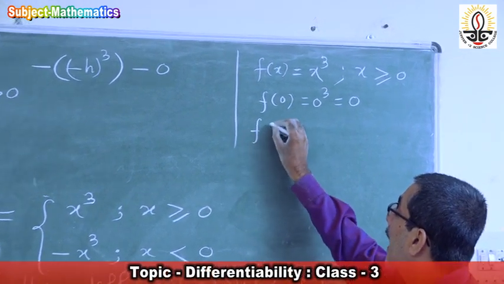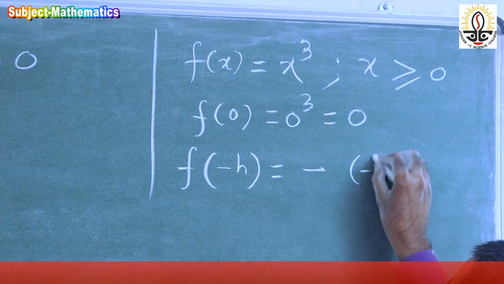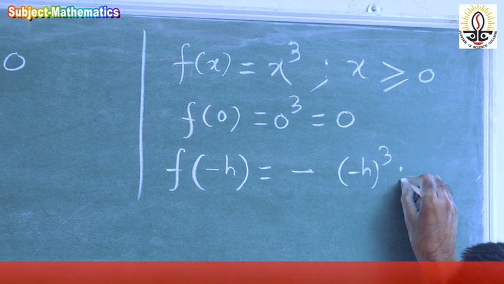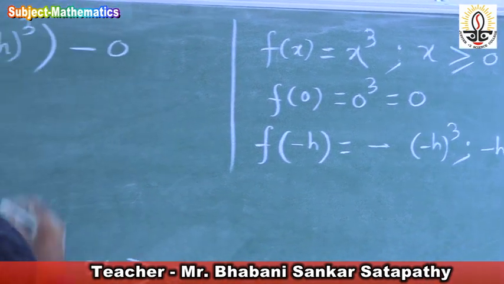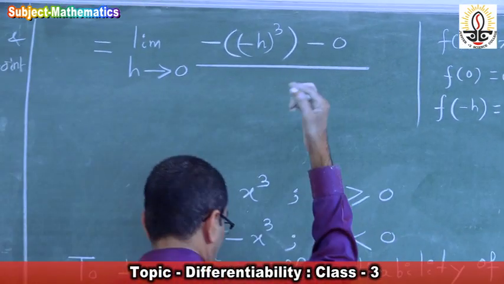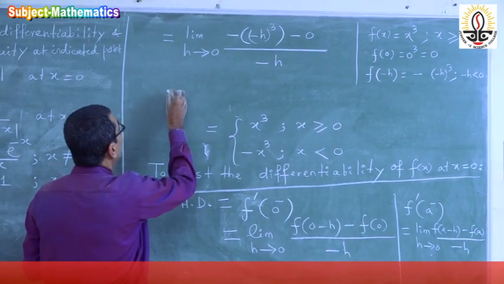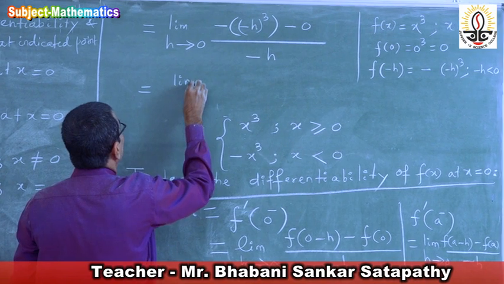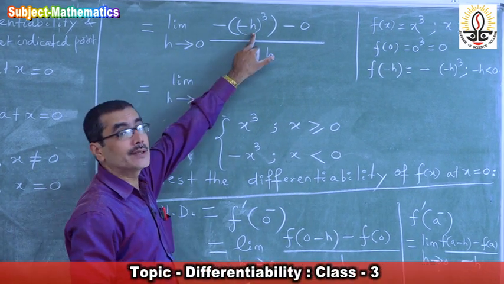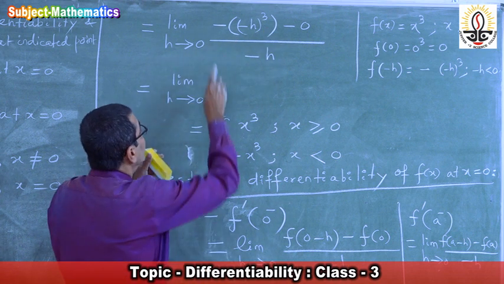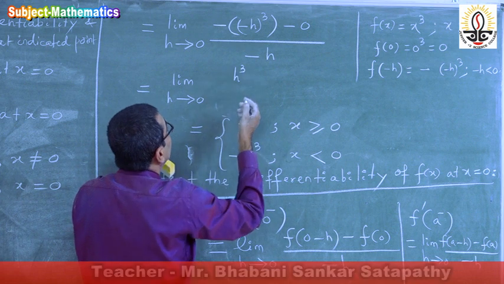But f of minus h is equal to minus of (minus h) cube, since minus h is less than 0. Therefore, this is divided by minus h. Then what will be the value? See, limit h approaches 0. Now, what is the value of (minus h) whole cube? Minus h cube, and this is minus, so this is equal to h cube.